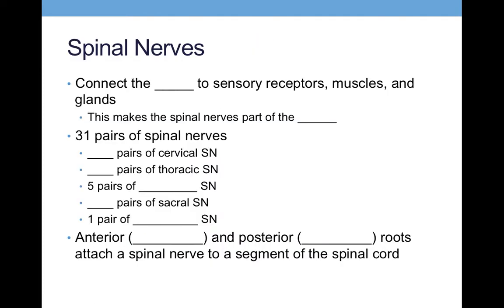Spinal nerves. Spinal nerves connect the central nervous system to sensory receptors, muscles, and glands, and are a part of the peripheral nervous system. There are 31 pairs of spinal nerves, and they are named and numbered according to the region and the level of the spinal cord from which they emerge.